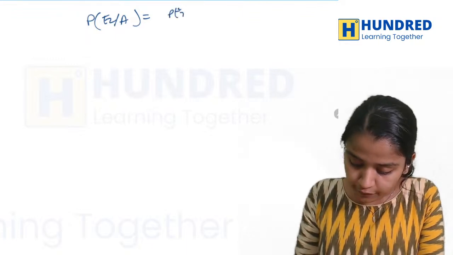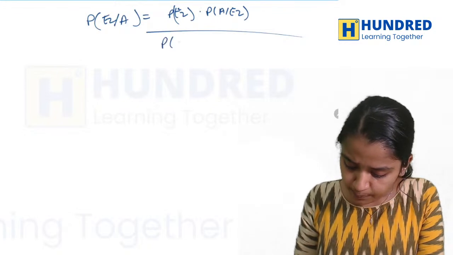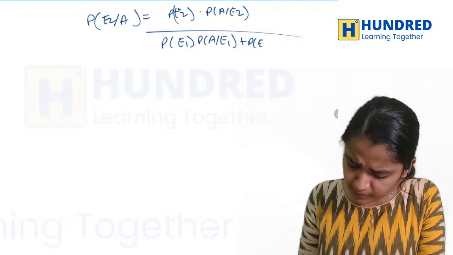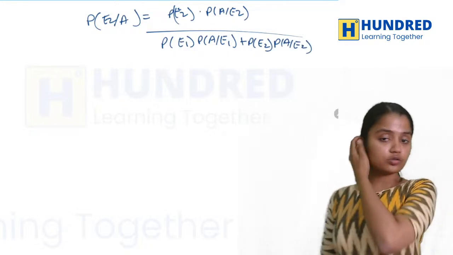So P of E2 into P of A by E2 by P of E1 into P of A by E1 plus P of E2 into P of A by E2. Like this only you will be doing.